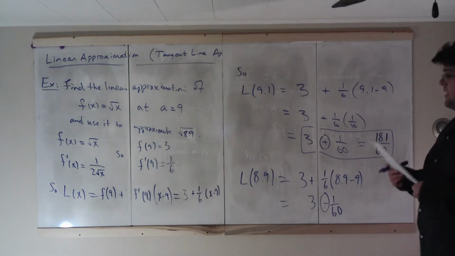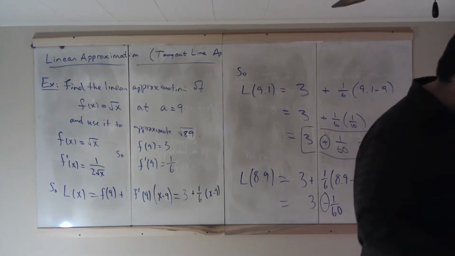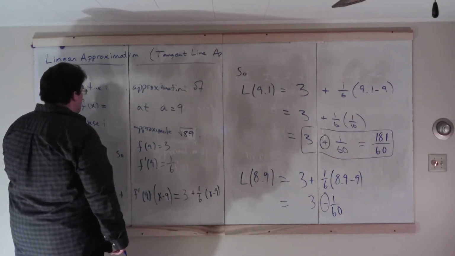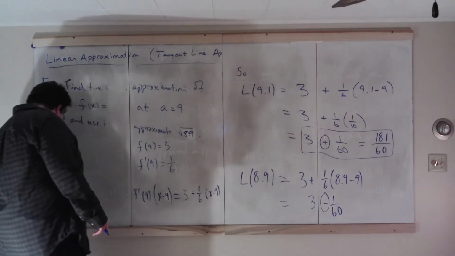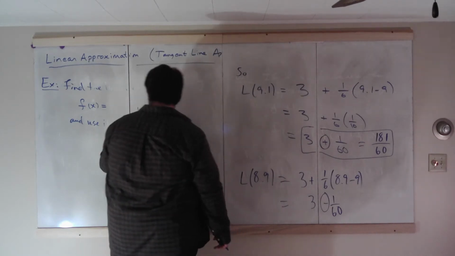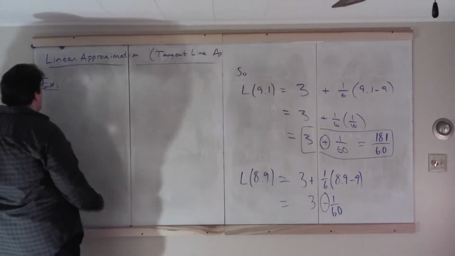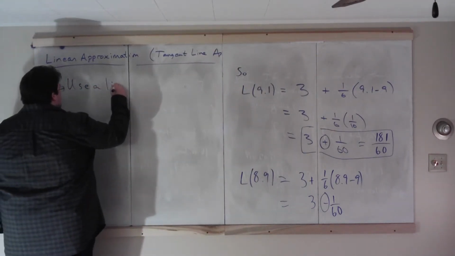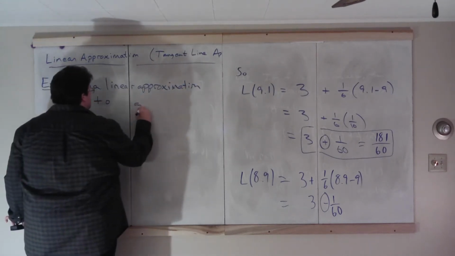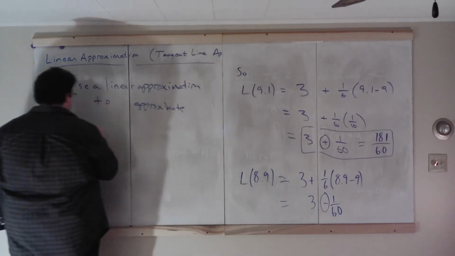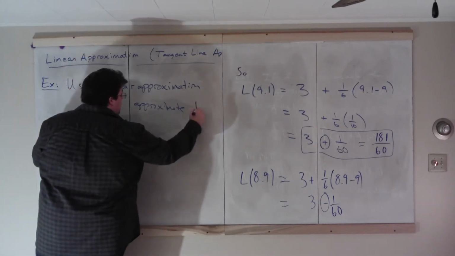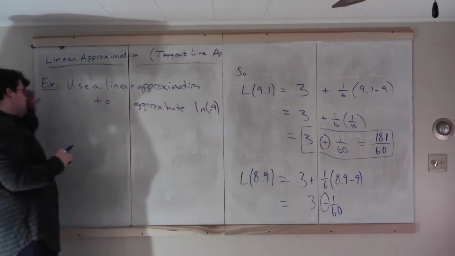Let's do 2 more linear approximations. Let's do natural log of 0.9. I guess I didn't have to erase all this. Yeah, let's do different directions for the next one, because those directions have a lot of words. Use a linear approximation to approximate natural log of 0.9.